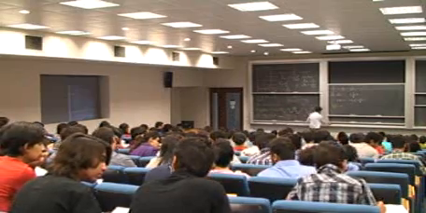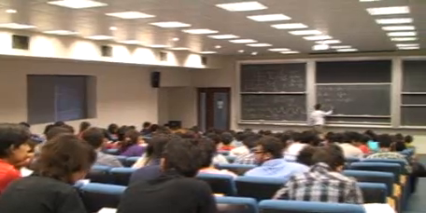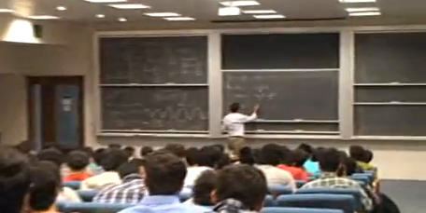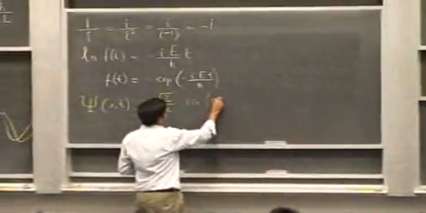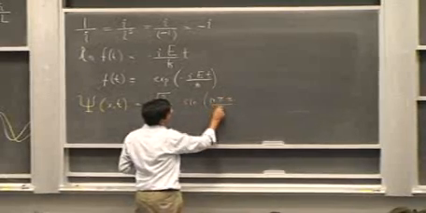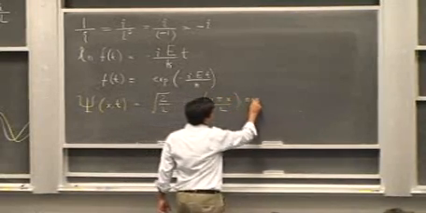So the total wave function is just the space dependent part, square root of 2 over L, sine of n pi x over L, multiplied by the time dependent part.